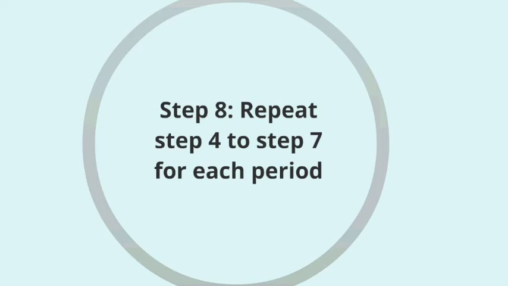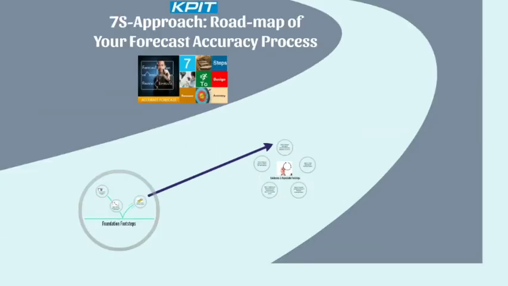Step 8, repeat step 4 to step 7 for each period. All of these steps from 4 to 7 form a deliberate, continuous responsibility for the forecasting team in the organization. These steps should be repeated each period so that the aggregated forecast accuracy metric is continually updated for management and new targets for improvement emerge.